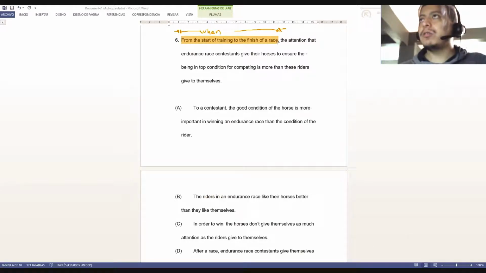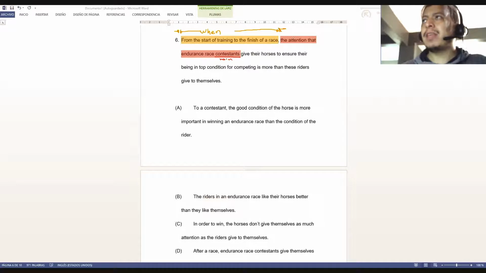The attention that endurance race contestants... what were we talking about? Who is the subject of this action? The attention that endurance race contestants, yeah? This attention that they give to their horses. So we are speaking about the attention that these people give to their horses, yeah? The attention, and then we have this. The noun is contestants.